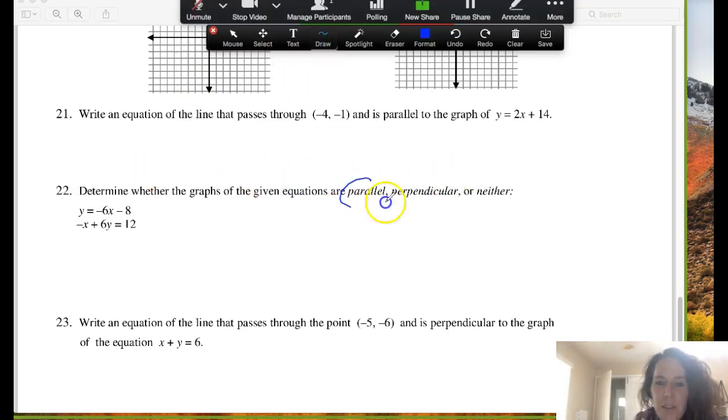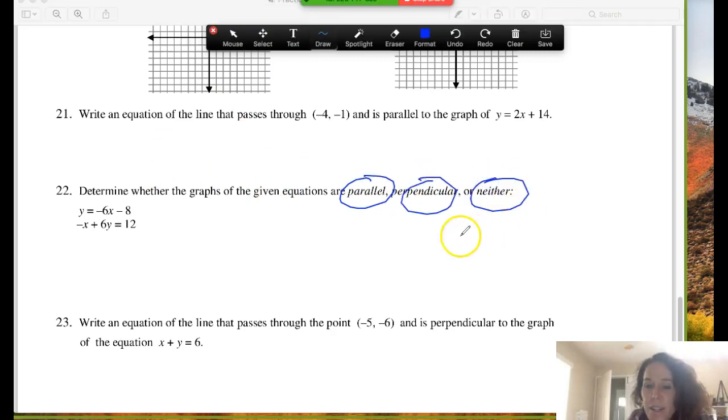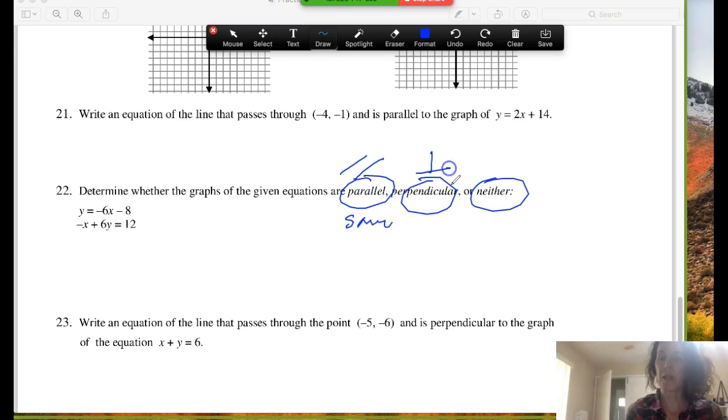Okay, we have to figure out if it's parallel, perpendicular, or neither. So remember, parallel lines have the same slopes. Perpendicular lines have opposite reciprocal slopes. And neither means they don't have the same or opposite reciprocal slopes. They may be skewed, like 3 and -5 or something. So we have to figure out the slopes of both of these lines.